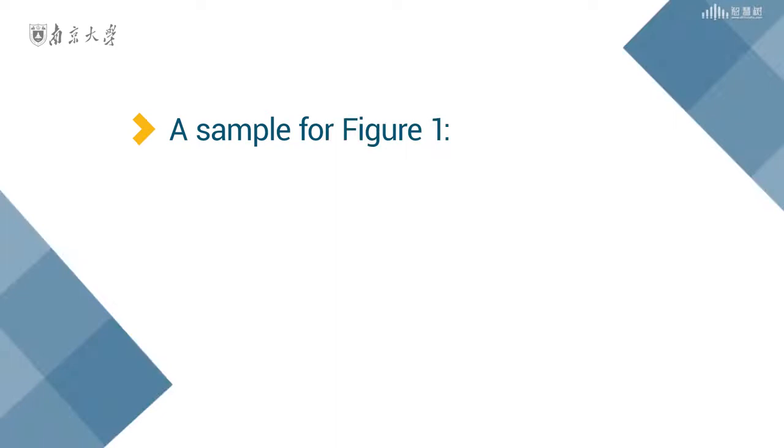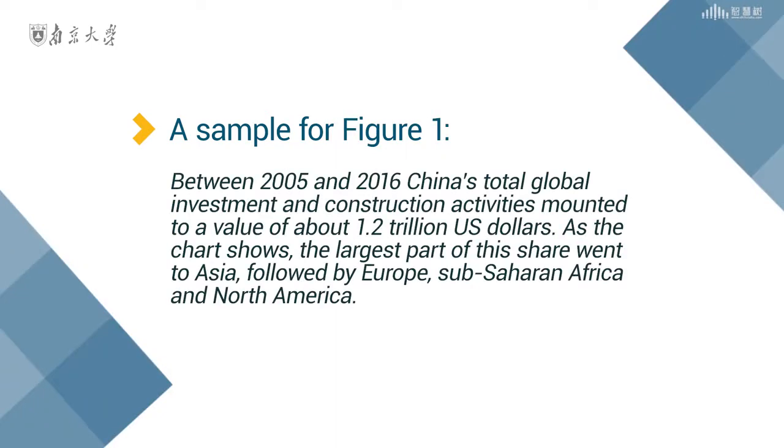Here is a sample description. Between 2005 and 2016, China's total global investment and construction activities amounted to a value of about $1.2 trillion. As the chart shows, the largest part of this share went to Asia, followed by Europe, Sub-Saharan Africa, and North America.